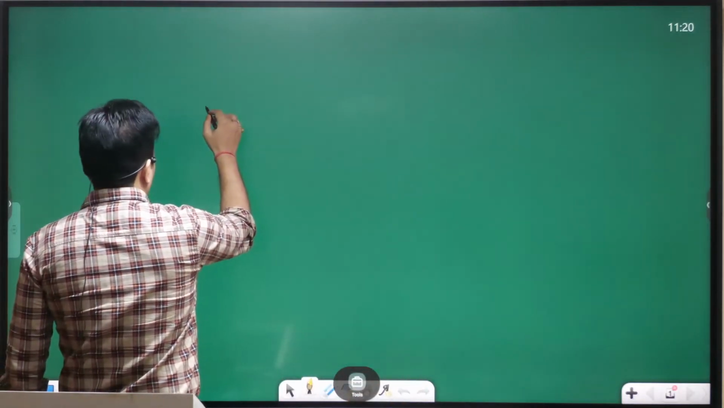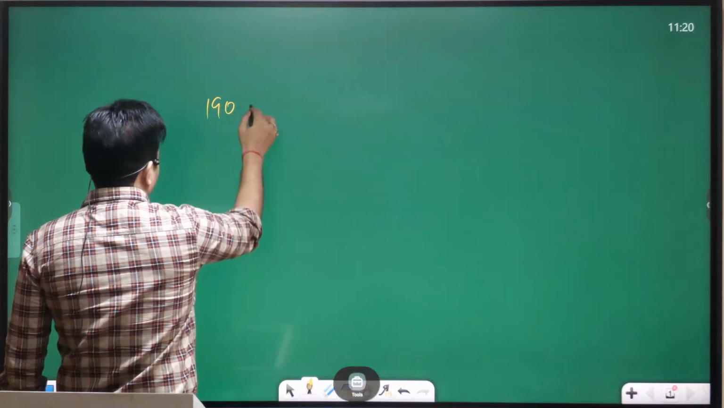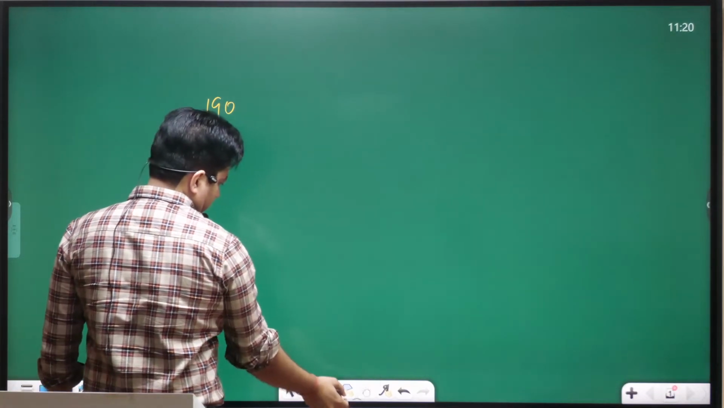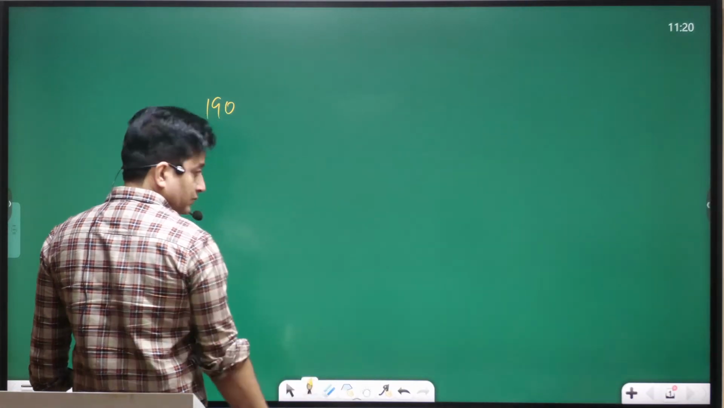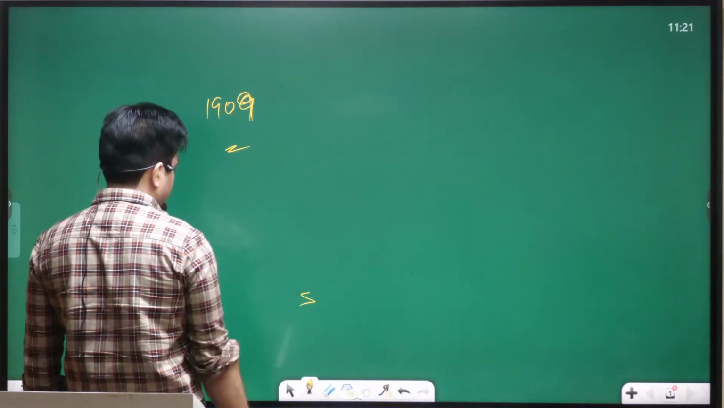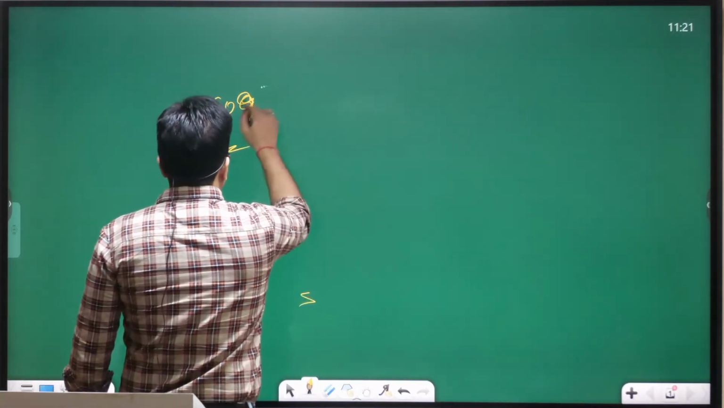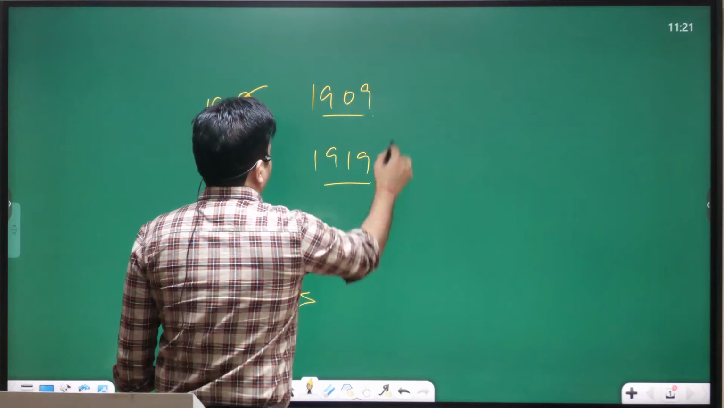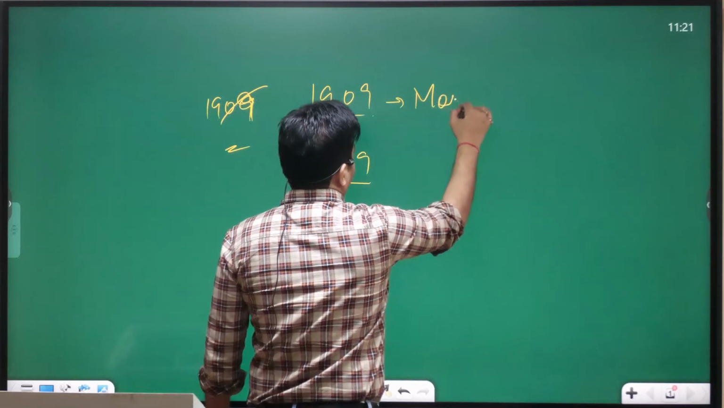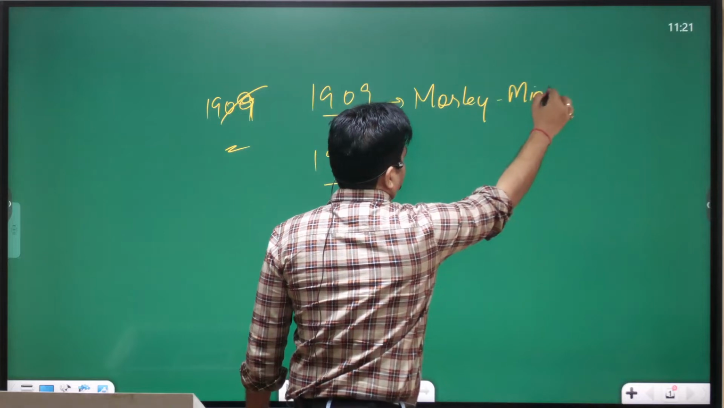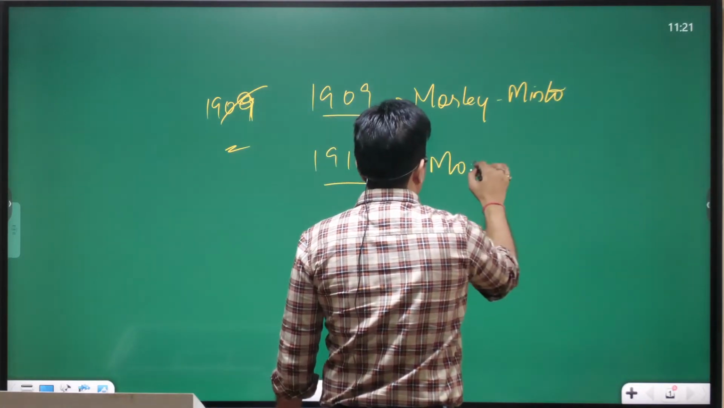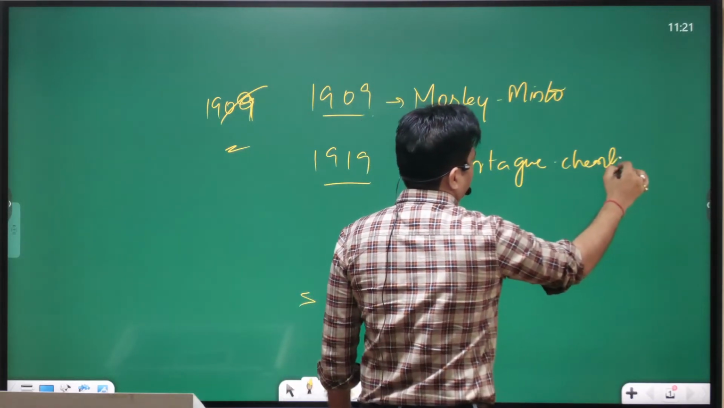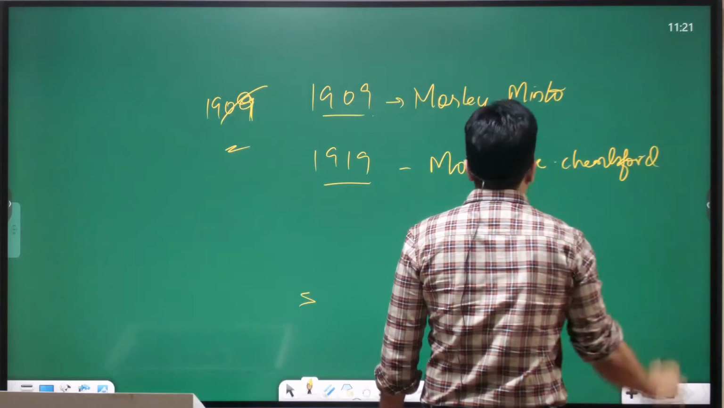So, 1909 and 1919. Okay. So Morley, Minto, and Montague, Chelmsford.